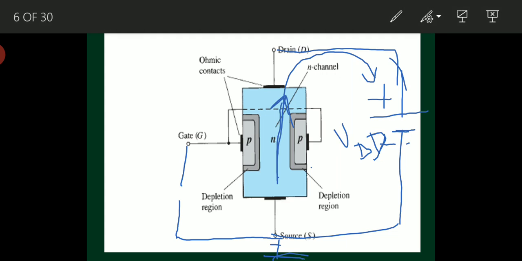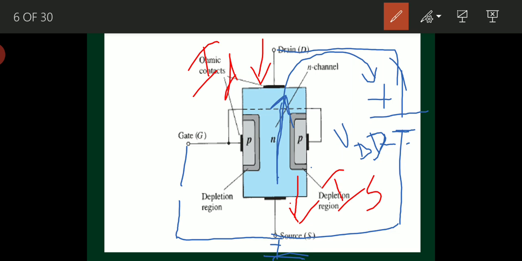So what will be the direction of current? If electrons move from source to drain, what would be the current direction? Drain to source. So at source terminal, this is the direction of current. And at drain terminal, this is the direction of current. Okay, the current at source I call IS, source current. The current at drain I call drain current, ID. Okay, source current and drain current.